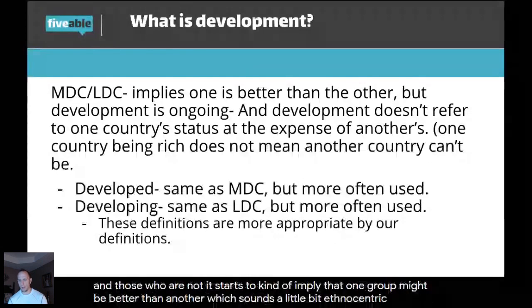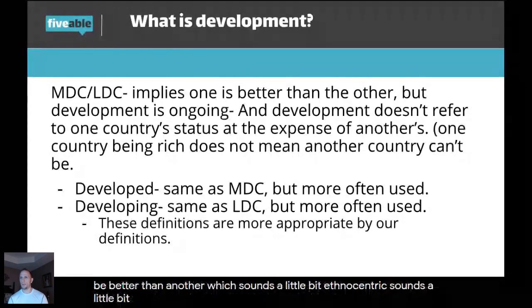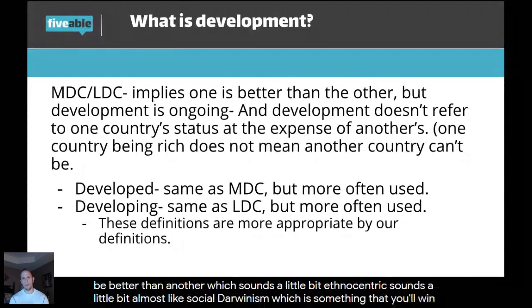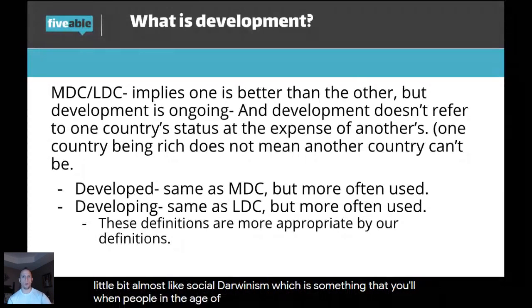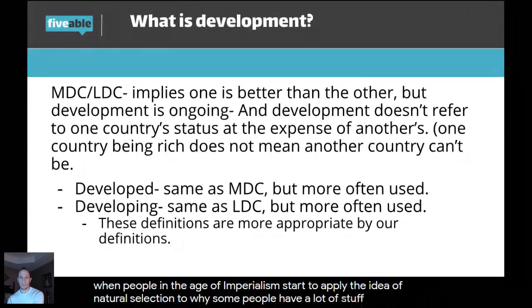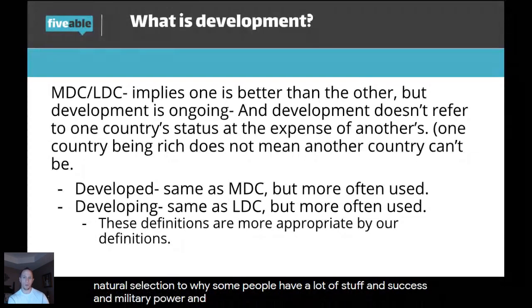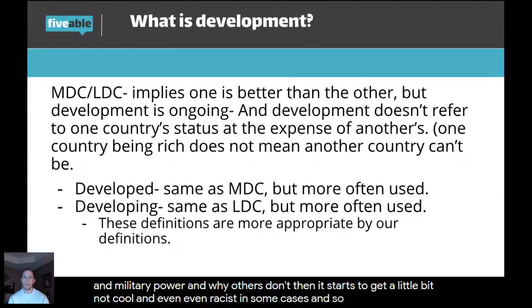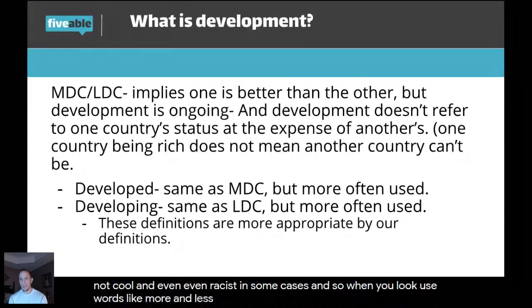It sounds a little bit almost like social Darwinism, which is something that when people in the age of imperialism started to apply the idea of natural selection to why some people have a lot of stuff and success and military power and why others don't, then it starts to get a little bit not cool and even racist in some cases. And so when you use words like more and less, then some people feel a little bit butthurt about that.